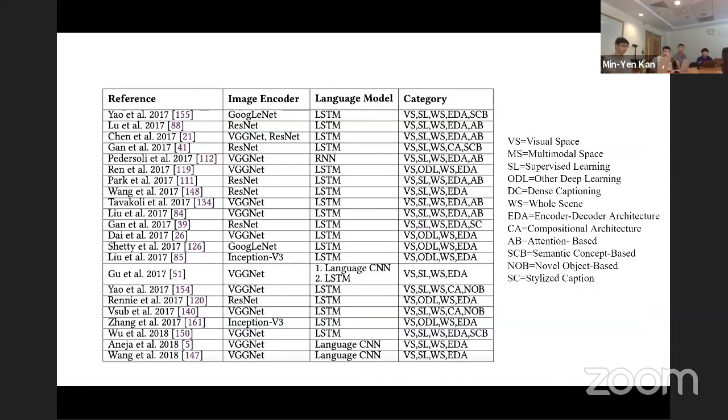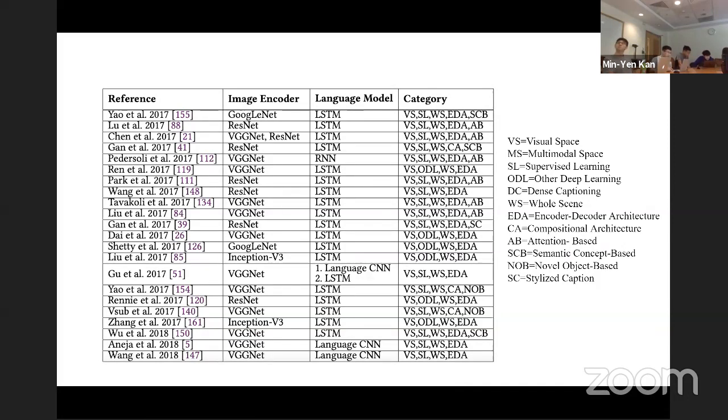Okay, this is a summary. These models are all incremental models, and their architectures are very similar. They differ in the use of image encoder and language model. As you can see, the most common image encoders are ResNet and VGG, and the language model is either RNN or LSTM.